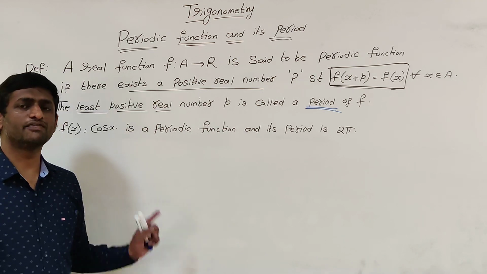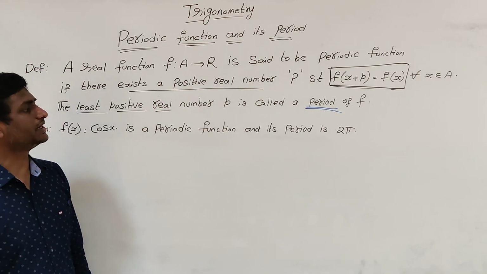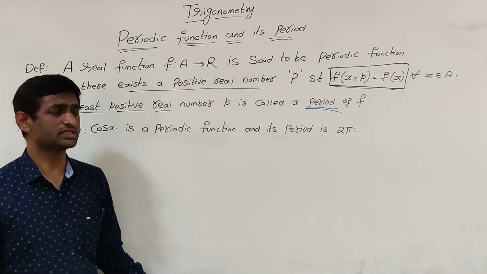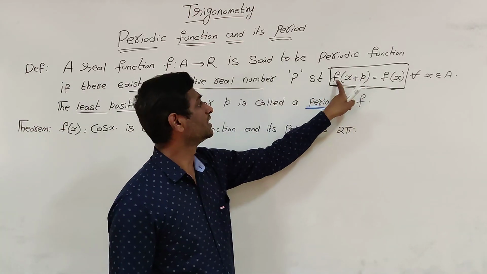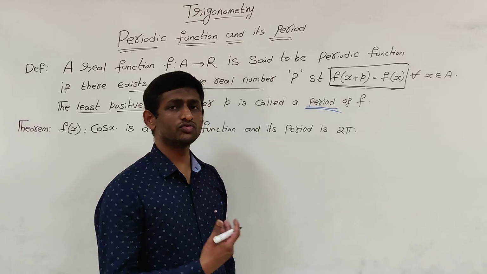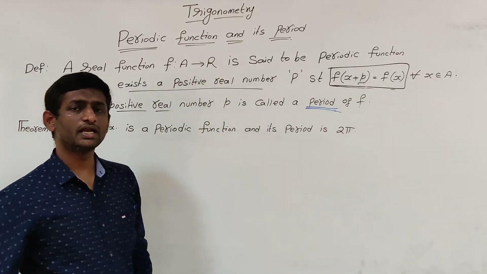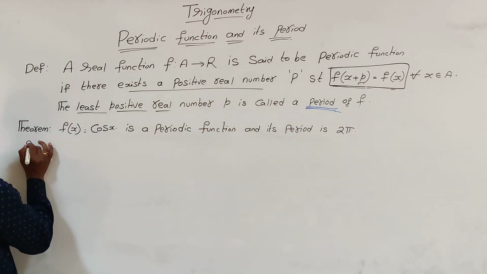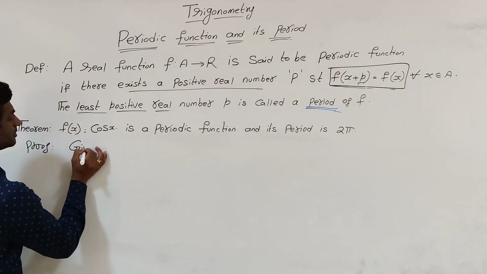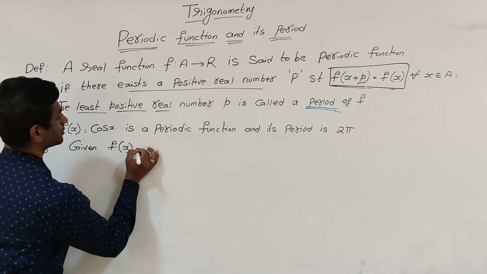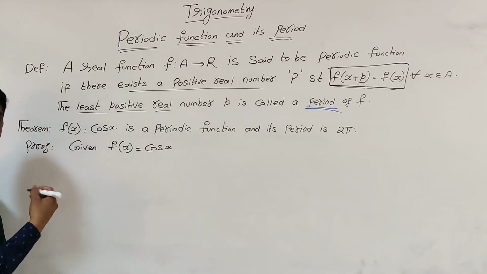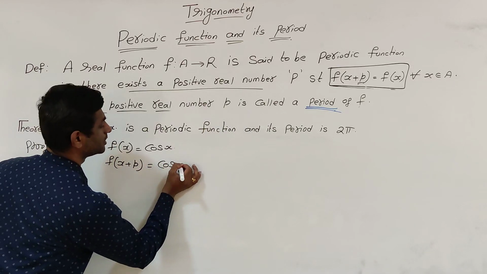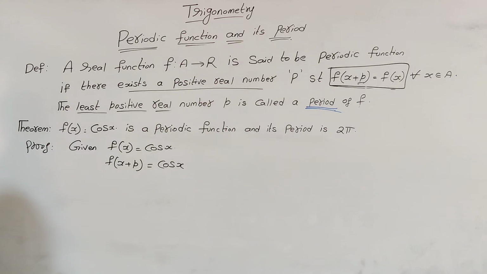Next example, f of x is equal to cos x is a periodic function and its period is 2 pi. Now we'll check whether it is a periodic function, meaning whether it satisfies the condition f of x plus p is equal to f of x, and we have to find what p is, and among the p's, the least will be the period of the function. Now what is given? Proof. Given f of x is equal to cos x, and now we have to check f of x plus p. It should also be the same as f of x, that is cos x.